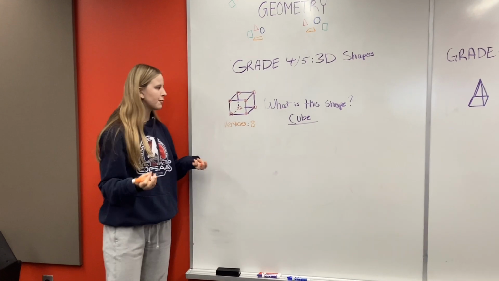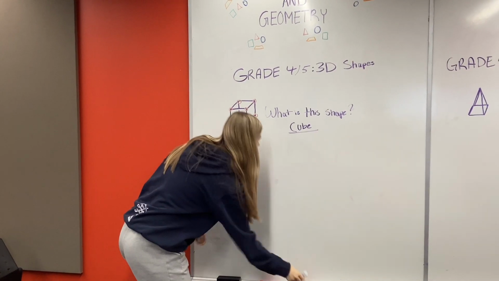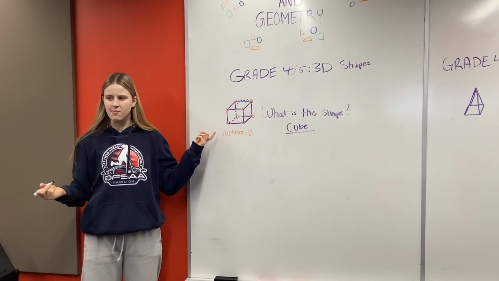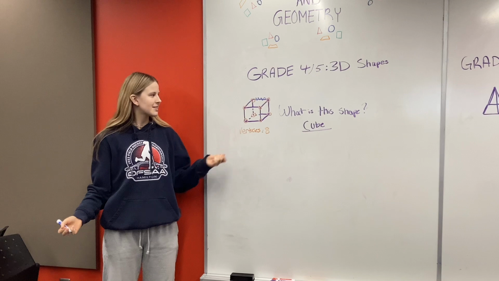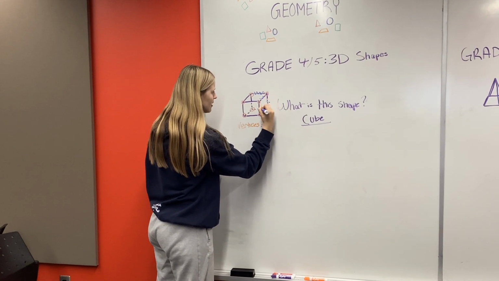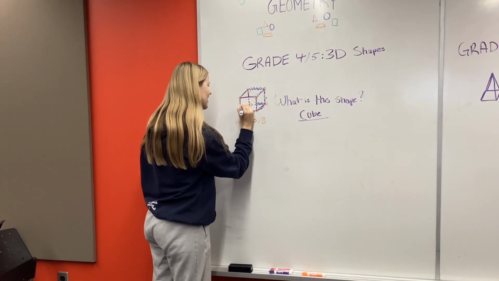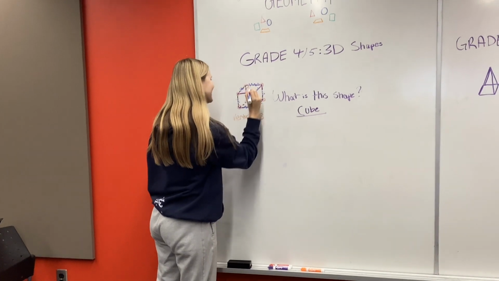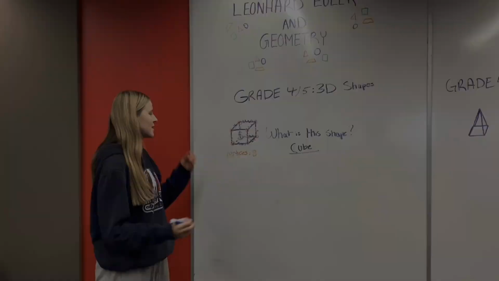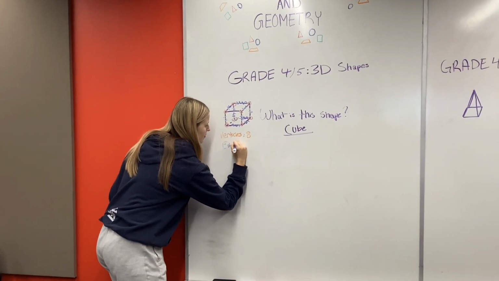Now we're going to do our edges. So our edges are what connect the vertices. I'm going to do this in blue. For example, this is an edge. Can anyone tell me how many edges we have here? 10. Let's count them together. We have 1, 2, 3, 4, 5, 6, 7, 8, 9, 10, 11, 12. Now that we counted together, we know that there are 12 edges.